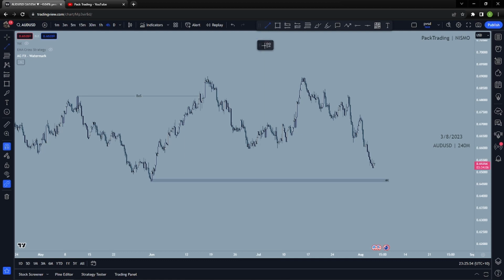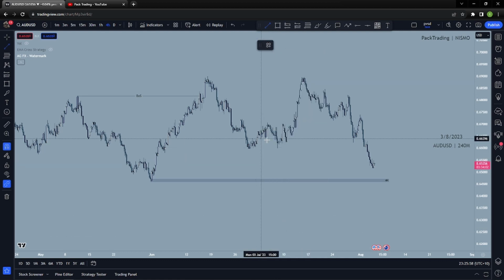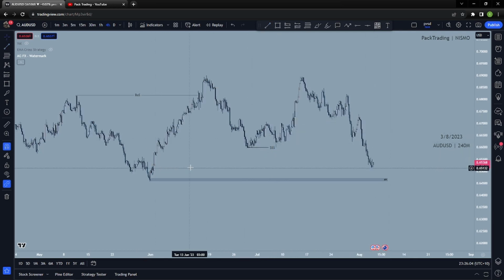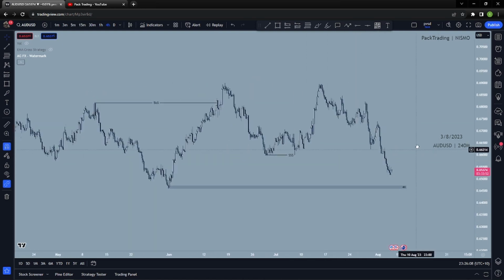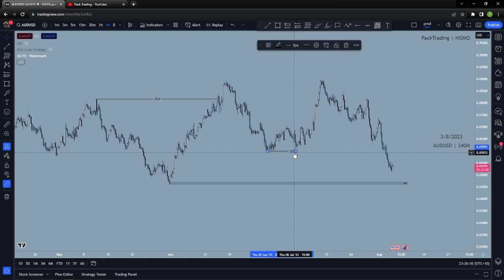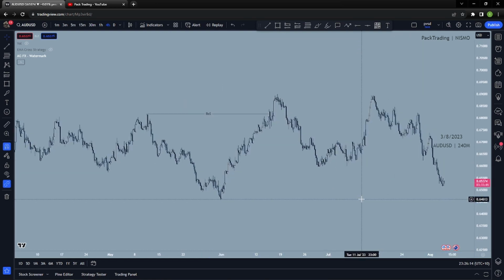So what you could do is you could see this as liquidity. You swept liquidity, there's imbalance, it taps into your 4 hour, gives a 15-minute choch, blah blah blah. But what I'm going to show you now is this one. So let's delete this.